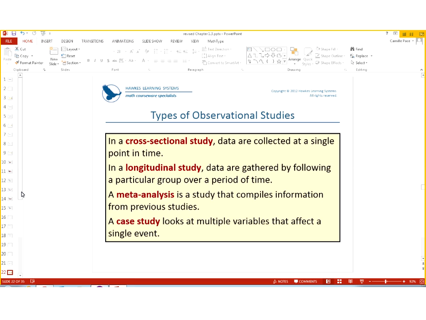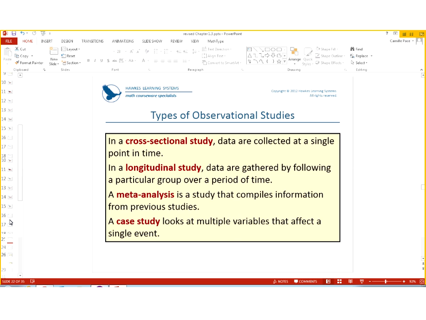So what they'll do is, if you get into a drug trial, they'll look at your blood pressure at the beginning, and then they'll take your blood pressure maybe every week that you come in and take the drug that they're giving you. So they might have your blood pressure for 3 months at a time. That's a longitudinal study. A meta-analysis is a study that compiles information from previous studies. And then a case study looks at multiple variables that affect a single event. So you might want to play with those because sometimes those can be kind of tricky in your mind.